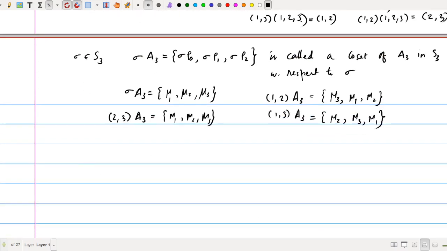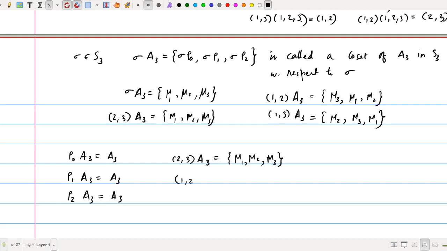Moreover we can see these cosets. You can evaluate rho naught times A3, so that will give A3 itself, because A3 has the closure property, and rho 1 times A3 will again give A3 itself because of this closure property. Similarly rho 2 times A3 is equal to A3 itself. Now you evaluate the other cosets using sigma. First of all we write (2 3) times A3. (2 3) times A3 is nothing but mu 1, mu 2, mu 3.